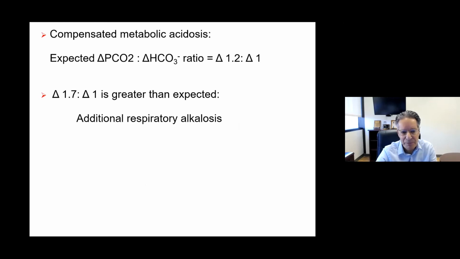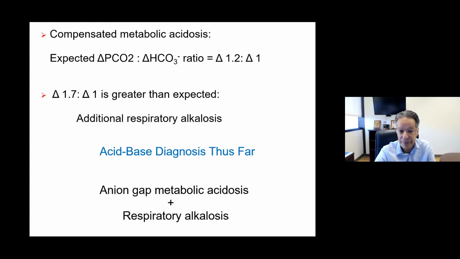Since our patient had a ratio that was greater than expected, in other words, the PCO2 fell to a greater extent than normal, then if we're right that there's a metabolic acidosis present, the patient must also have a respiratory alkalosis, because the PCO2 fell more than we would predict just from the compensation. So thus far, we have a patient with an anion gap metabolic acidosis, most likely, and a respiratory alkalosis, but we can't stop there. We need to also calculate something called the delta anion gap.